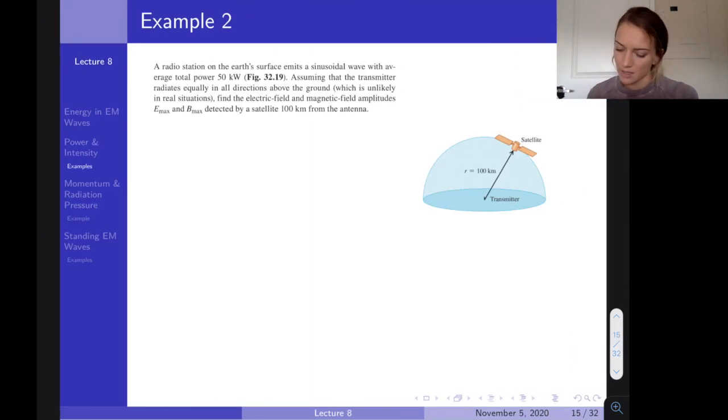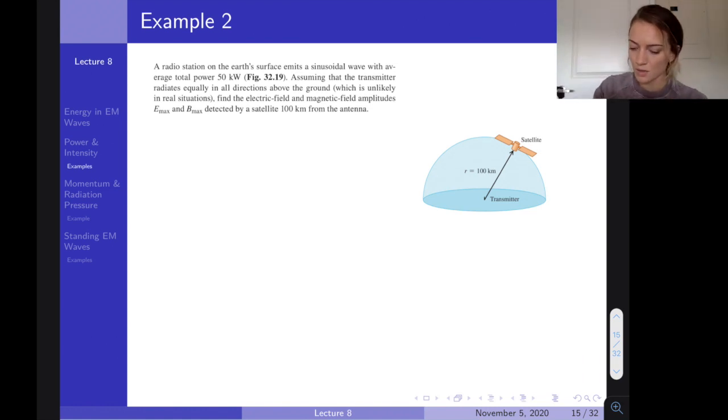So here we have a radio station on Earth's surface that emits a sinusoidal wave with average total power of 50 kilowatts. Assuming that the transmitter radiates equally in all directions above the ground, find the electric field and magnetic field amplitudes Emax and Bmax detected by the satellite 100 kilometers from the antenna.